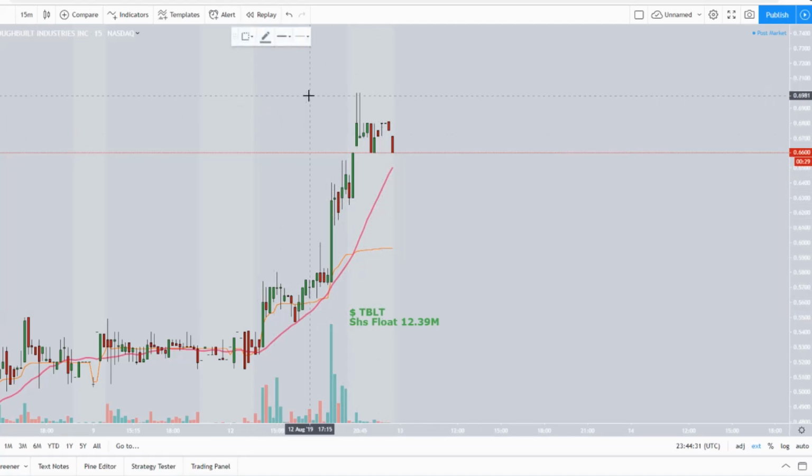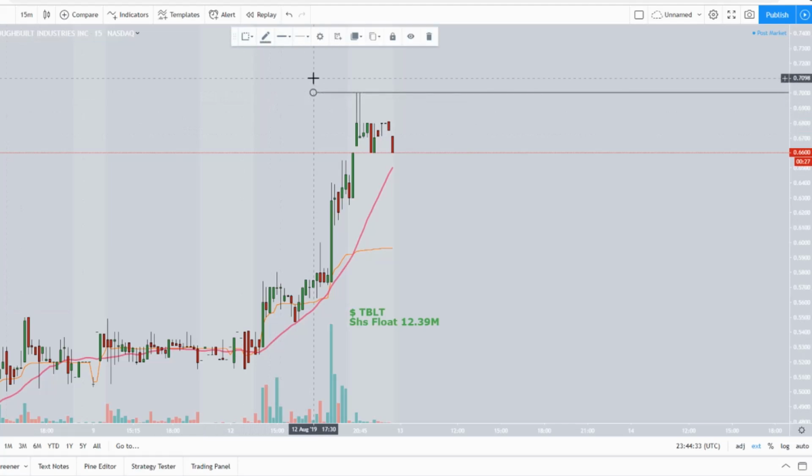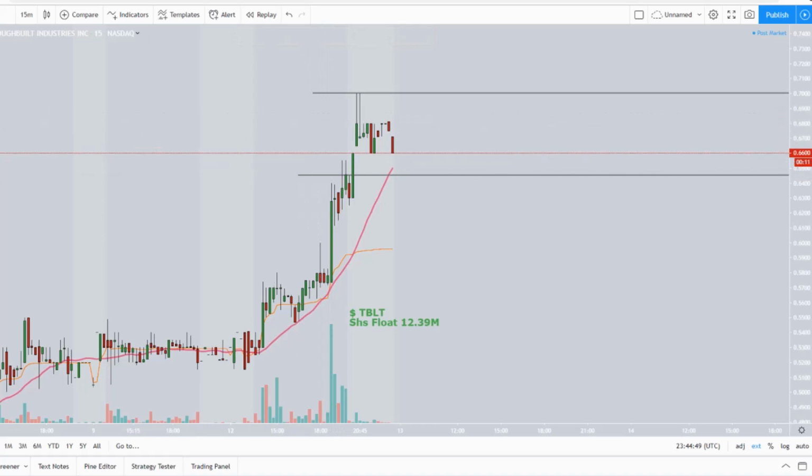What we're going to do is draw our support and resistance. We got our resistance. We'll go ahead and put it at 70 cents. We'll go ahead and use the after hours resistance up here, just so we get a good idea of what will happen tomorrow. We'll go ahead and put our support here at about 64.50 cents, and then we'll go ahead and put our median right here at about 63.30.